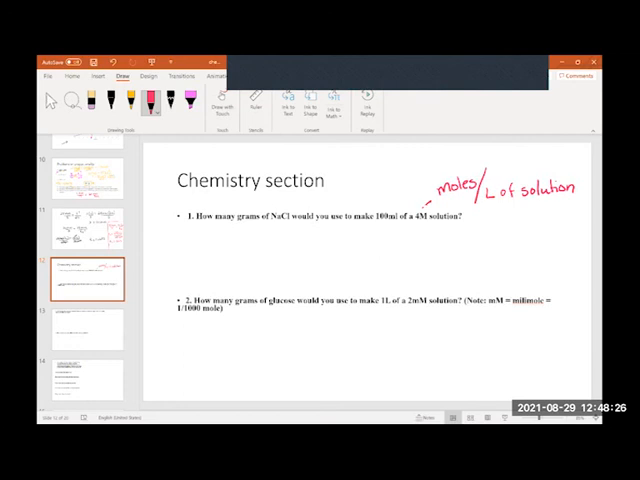Well, first start with what you want. In this problem, we want 4 moles per liter. Another way of writing that would be 4 moles per 1,000 milliliters. There are 1,000 milliliters per liter. How do I know that? How can I prove it to you?